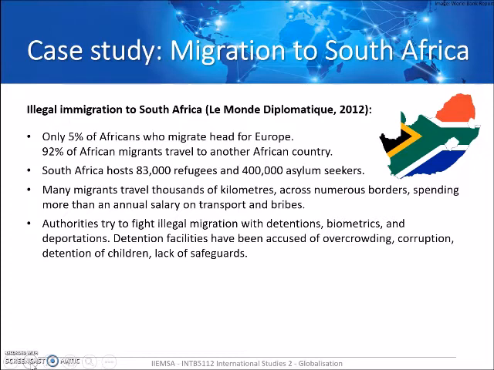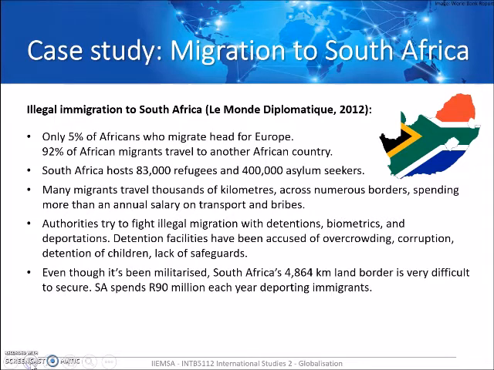Obviously, authorities try to fight illegal migration with detentions, biometrics, deportation. And I'm sure you've seen the news in recent years that detention facilities have been overcrowded, or at least accused of overcrowding, of corruption, of detention of children, and lack of safeguards. So there's a lot going on there.